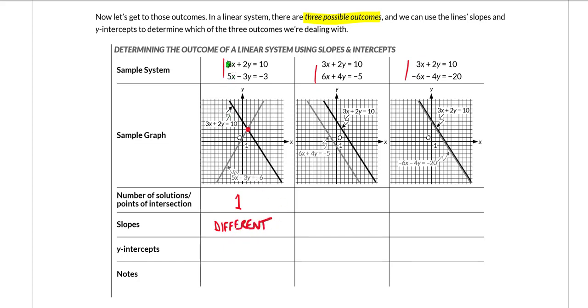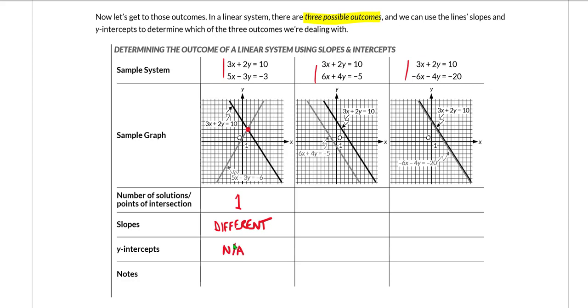We could find the slopes from the system using algebra or using the negative a over b shortcut, but we don't really need to do that. We can just look at the lines and see that clearly the slopes of these lines are different. When the slopes of the 2 lines in the system are different, you will always have one point of intersection, one solution. The y-intercepts are completely irrelevant, so I'm going to write a n/a for not applicable here.